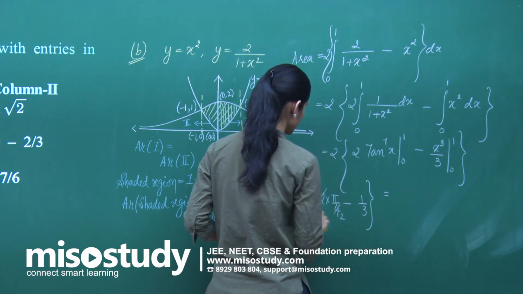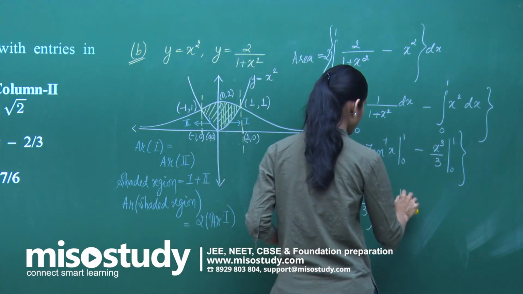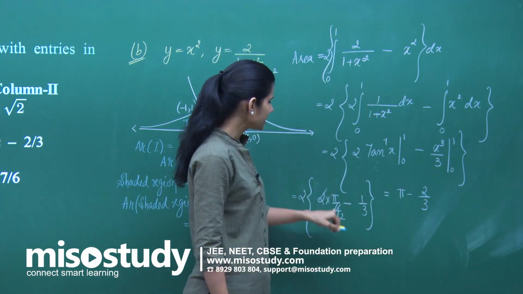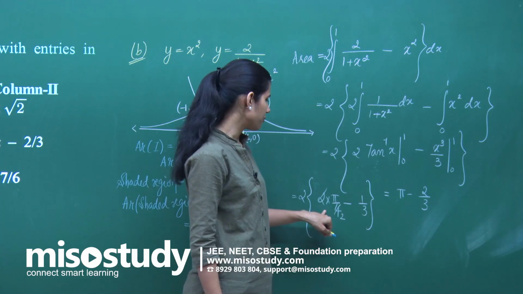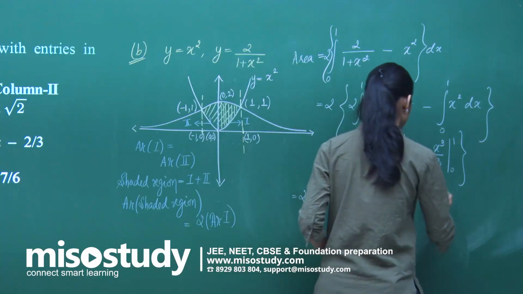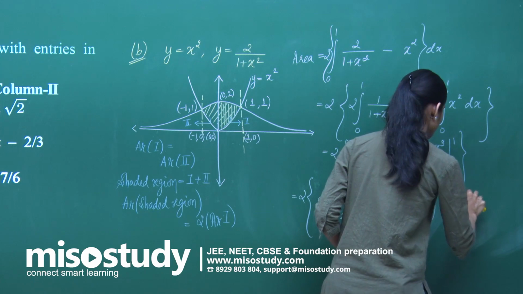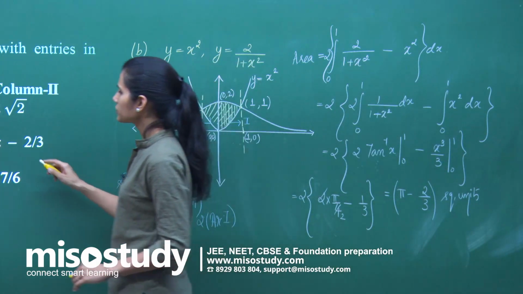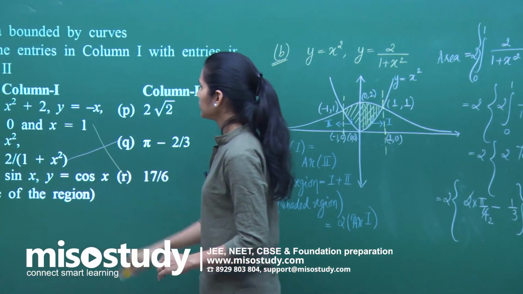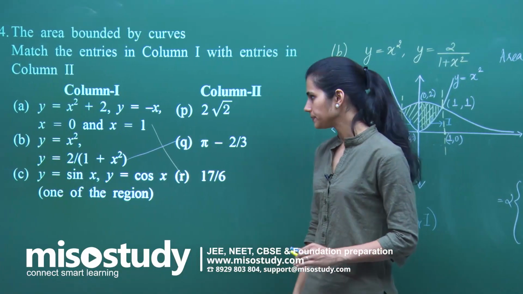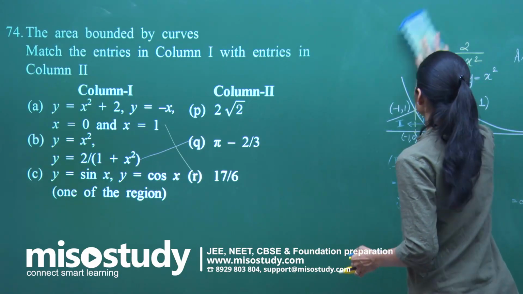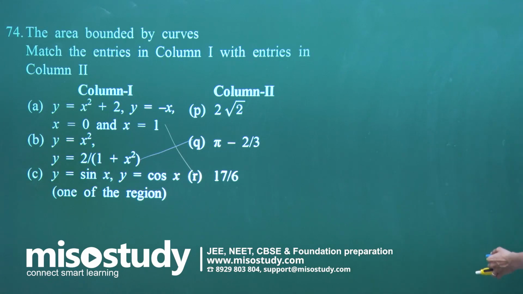This gives you this. 2 gets multiplied by pi by 2, 2 gets cancelled, you have pi minus 2 by 3 square units. So pi minus 2 by 3 square units is the area of B. Talking about C, let's see what option C has to say. I hope this is very clear to you.